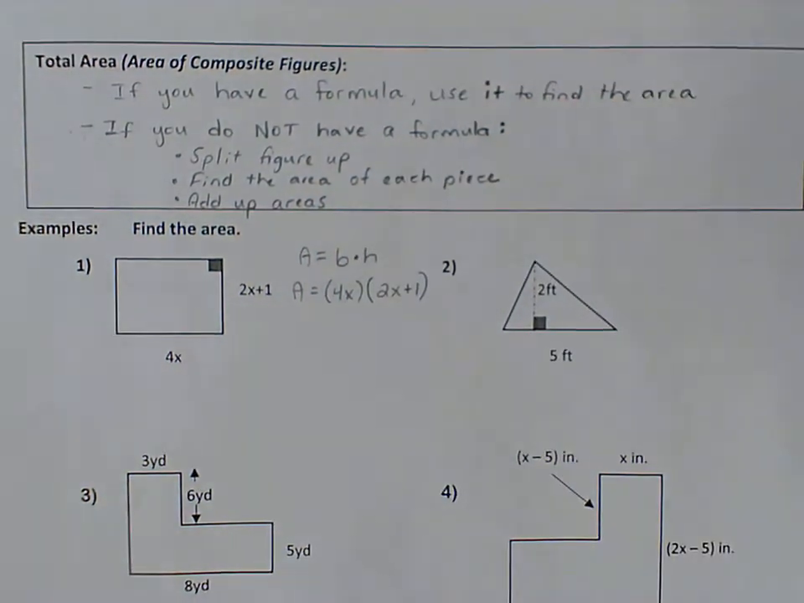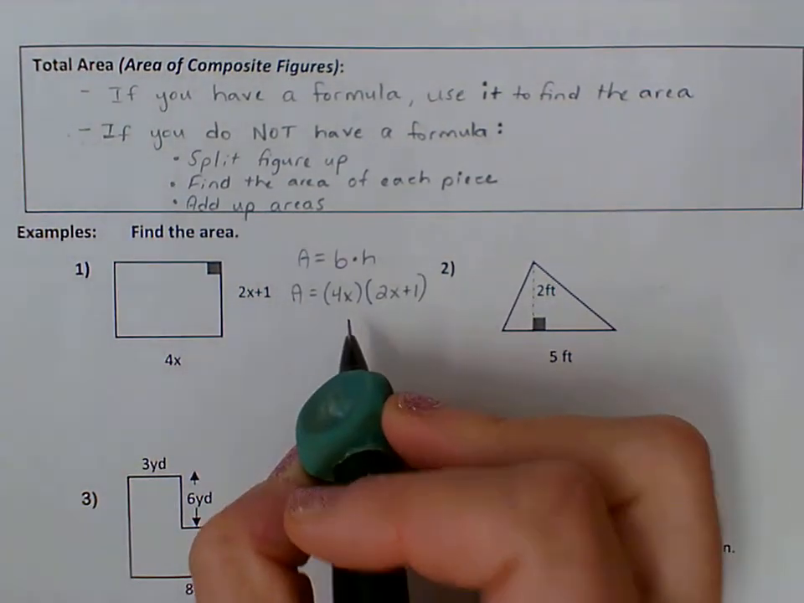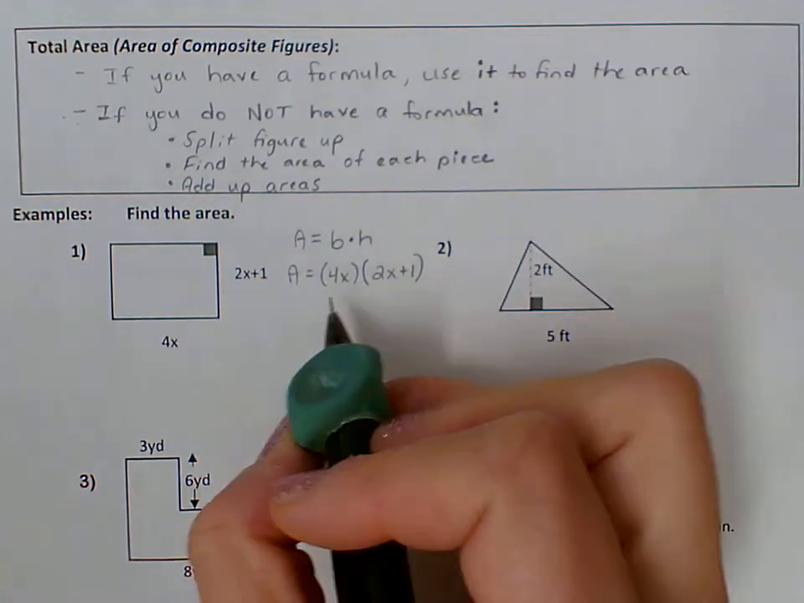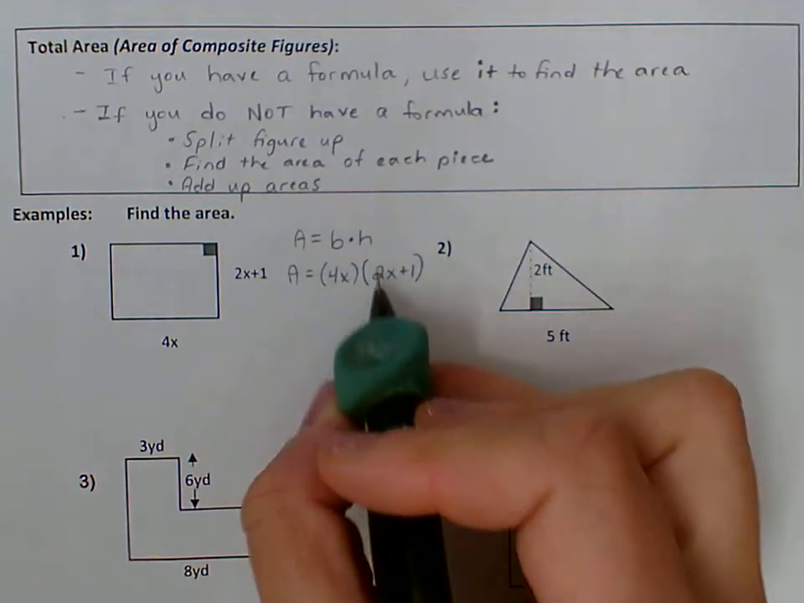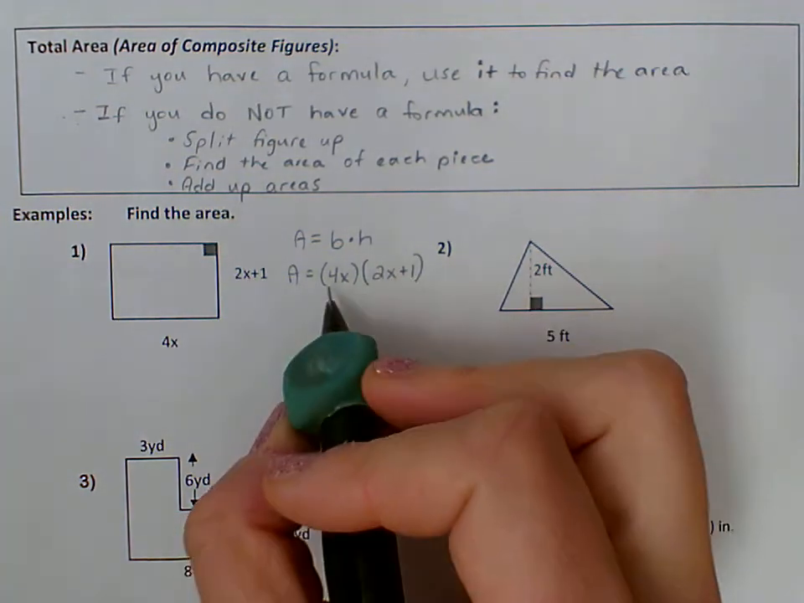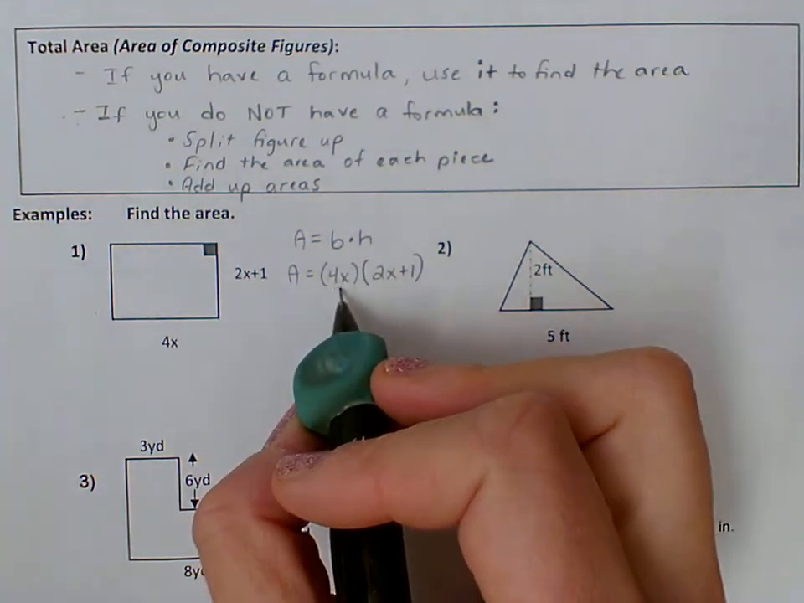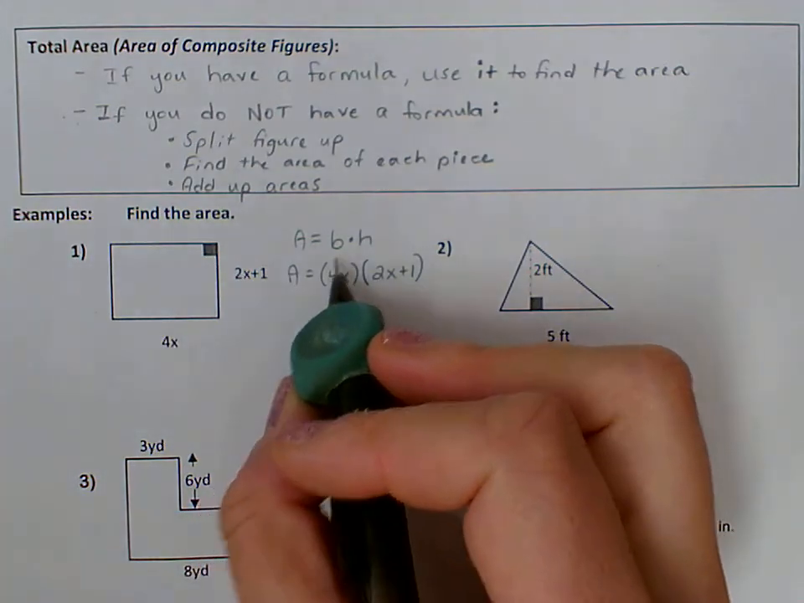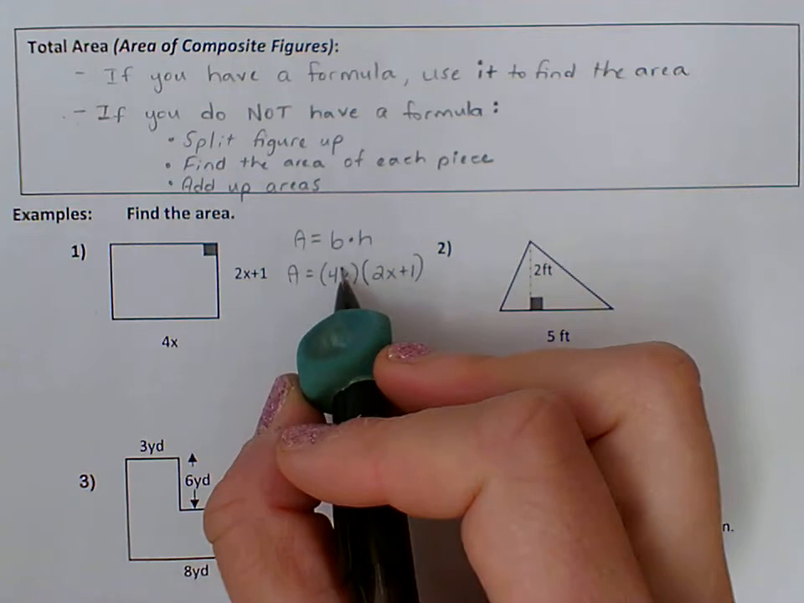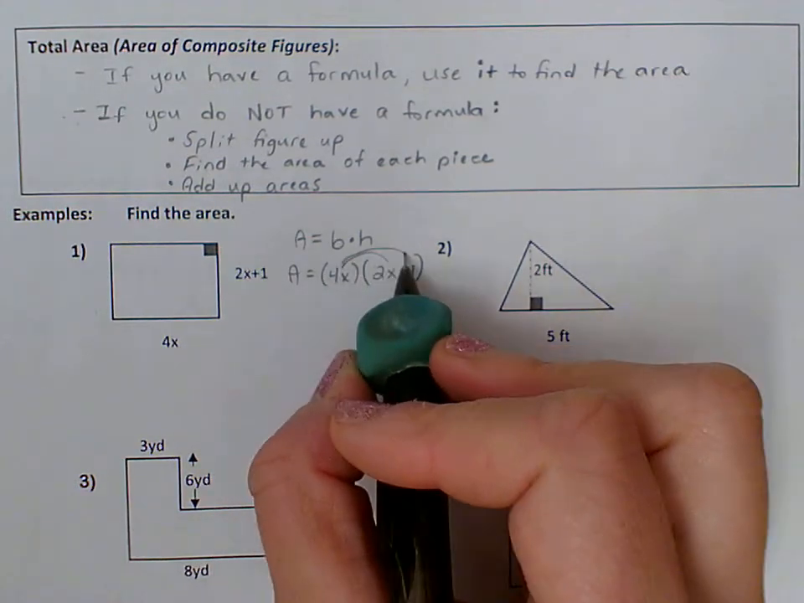And I do recommend putting them in parentheses because that'll remind you that if you have to distribute something, to distribute it. And so notice we have to take the 4x times this. There are two terms in the parentheses, and there's just one term here, and so that means we have to distribute this 4x to the 2x and then to the 1. So we are going to have to distribute, okay?